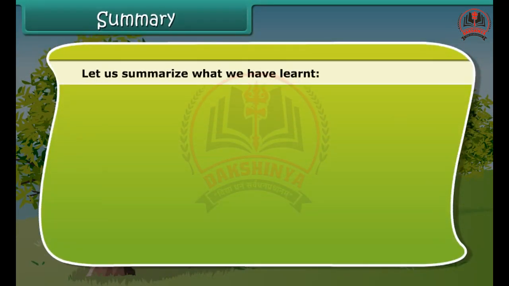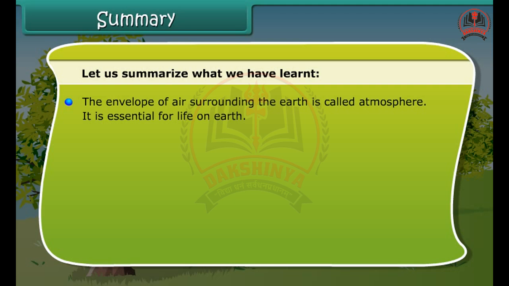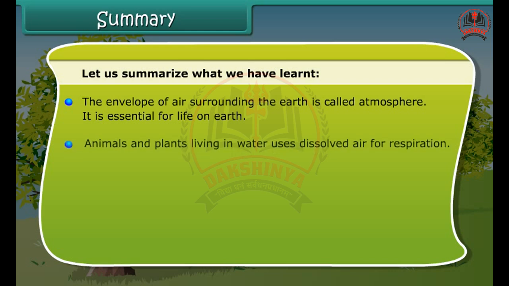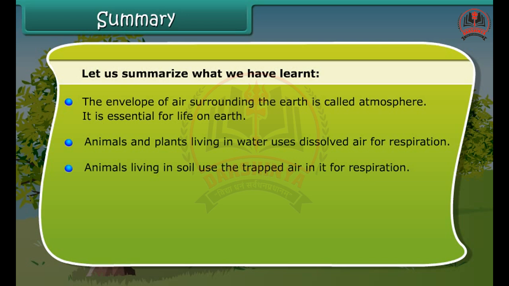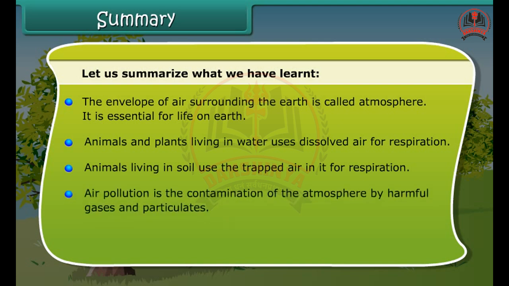Let us summarize what we have learned. The envelope of air surrounding the Earth is called atmosphere. It is essential for life on Earth. Animals and plants living in water use dissolved air for respiration. Animals living in soil use the trapped air in it for respiration. Air pollution is the contamination of the atmosphere by harmful gases and particulates.